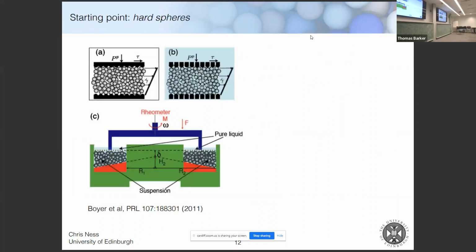So there was a very well-cited paper which tested this, conducted by François Boyer, Élisabeth Guazzelli, and Olivier Pouliquen, a French group. And they built their own rheometer, which they could use to test this argument about the 3 dimensionless groups.